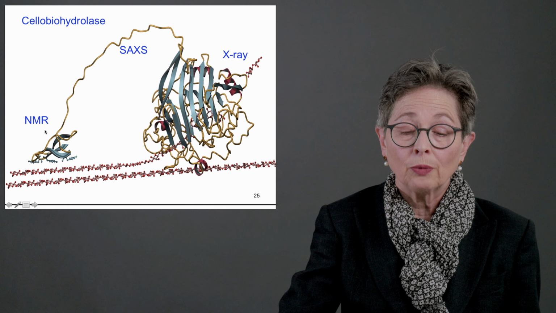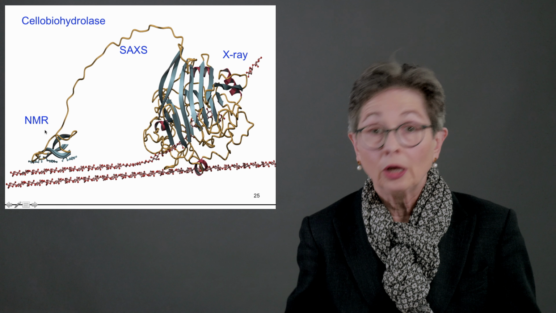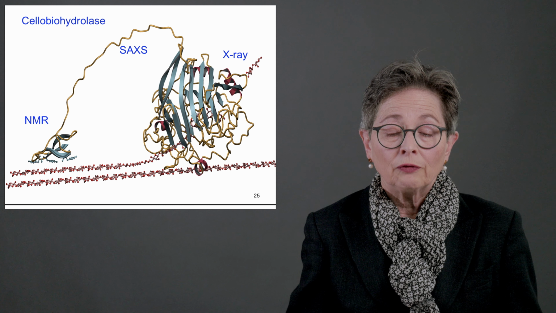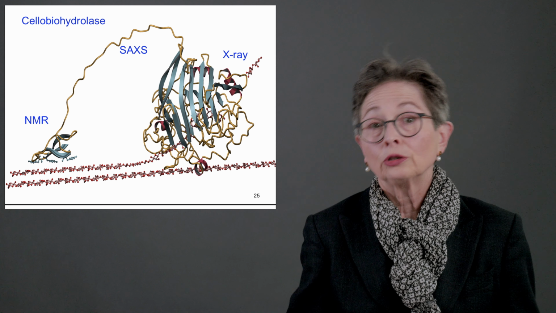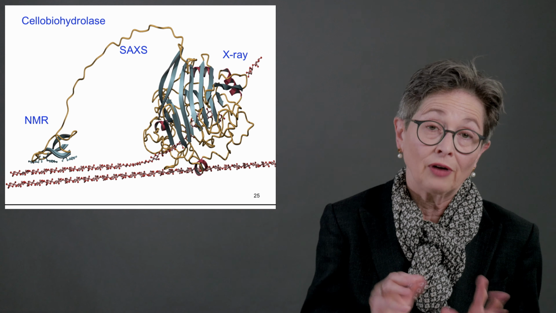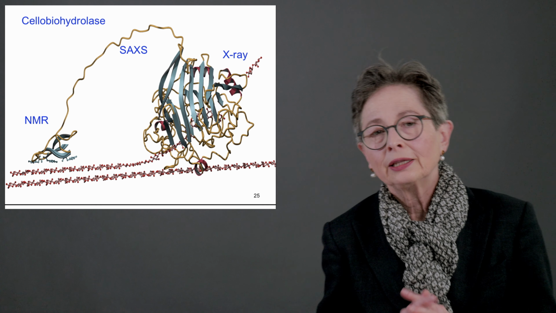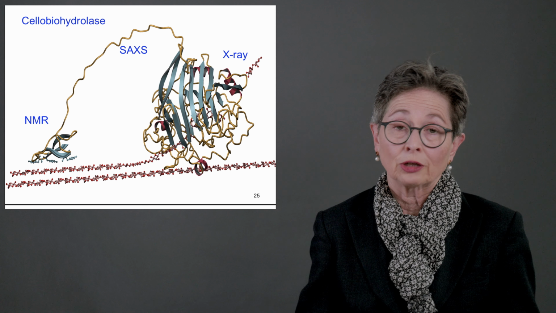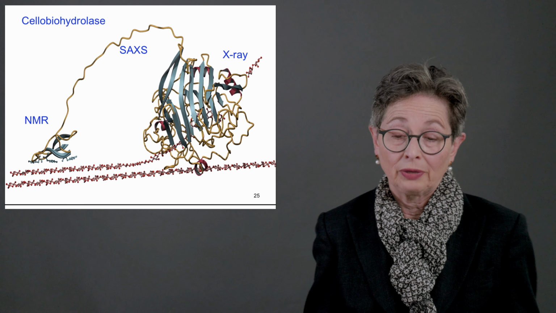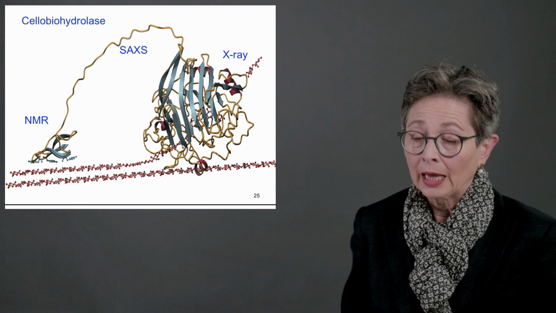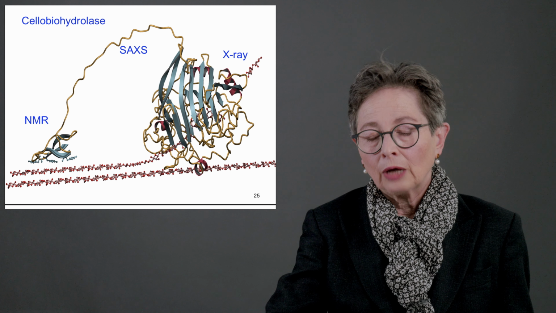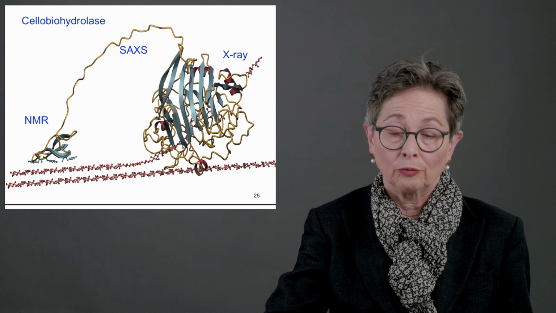And then this small clamp of 30 amino acids was solved by nuclear magnetic resonance. Very small proteins are also difficult to crystallize, but they work fine for NMR. So I like this example because it's a hybrid. It uses 3 different structural methods to get the overall picture. The methods don't compete with each other. It's not use SAX or X-ray. They complement each other. They each have applications that are good for certain problems.